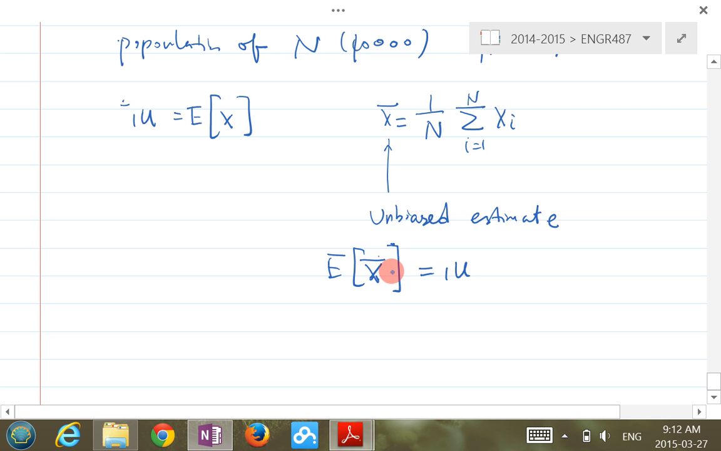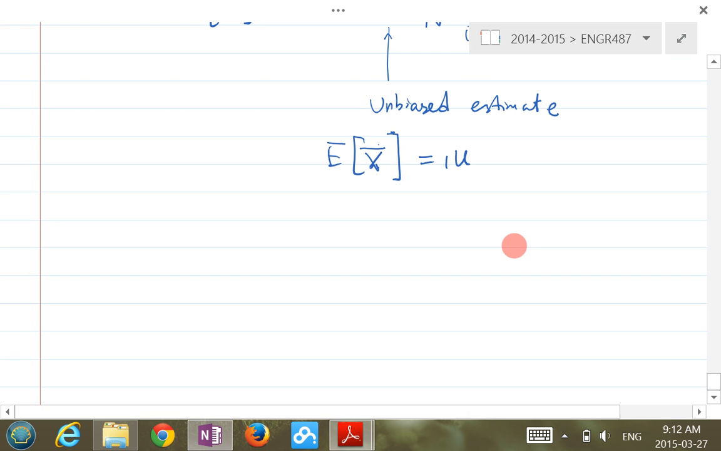That makes sense. Basically, you're picking a certain formula for the estimation. And if this formula that you picked satisfies this condition, then it's an unbiased estimate.